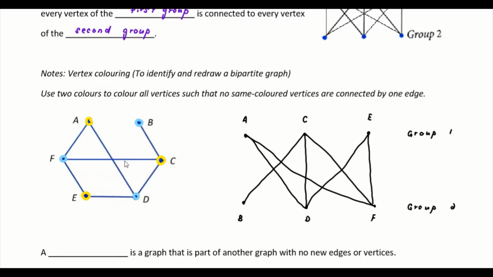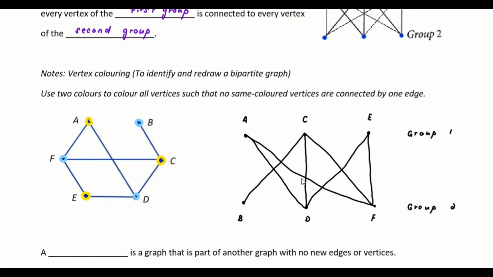But when you try to look at these two graphs, basically this one gives you a clearer idea that this is a bipartite graph, because you can see that the vertices that you have are grouped into two distinct groups, and there are no edges connecting the vertices under the same group. Okay, so this is how to identify whether it is bipartite or not, and you try to redraw it by using the technique of vertex coloring.